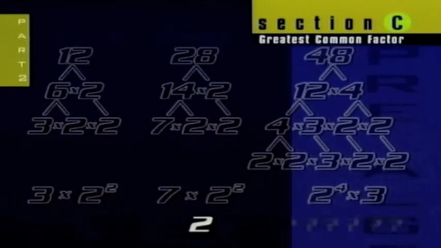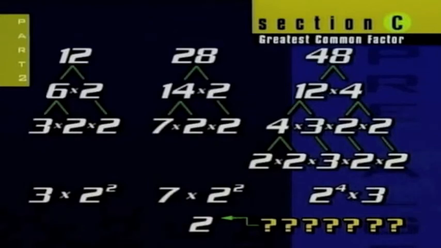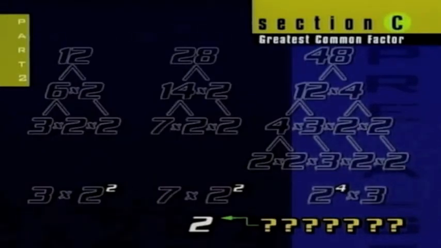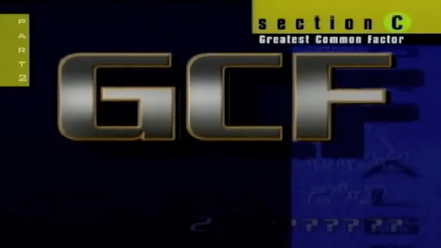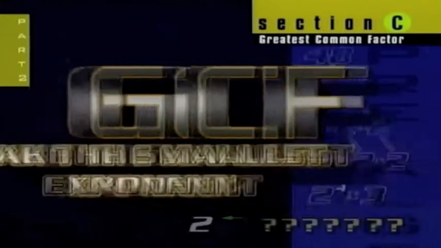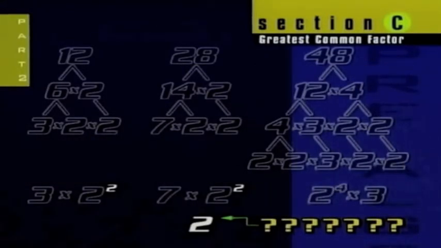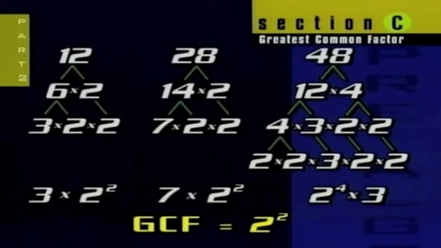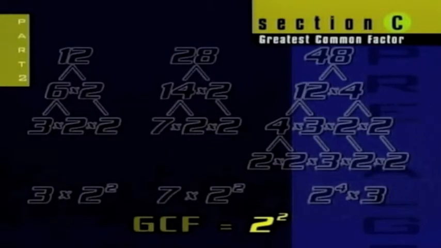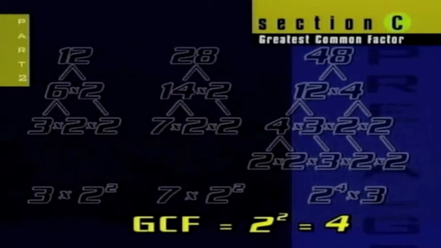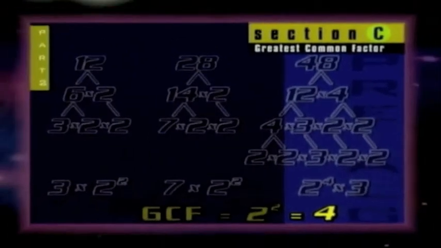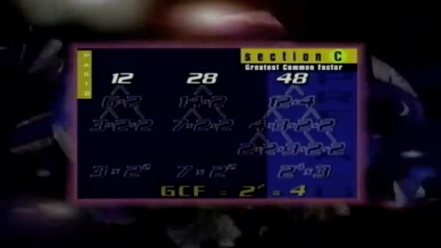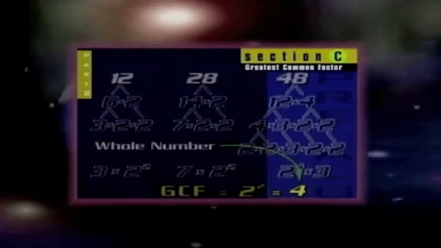The only thing left is to figure out what exponent 2 will have. When deciding on the exponent, we look at the exponents for each of the 2's. We've got 2, 2, and 4. To get the GCF, we just take the smallest exponent. So in this case, we would use 2 as our exponent. That means our GCF is 2 squared. So, our GCF, 2 squared, equals 4 when we multiply it out. 4 is the greatest common factor of 12, 28, and 48 when we express the GCF in whole numbers.